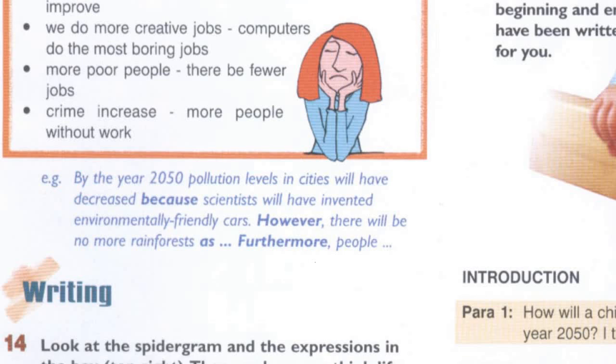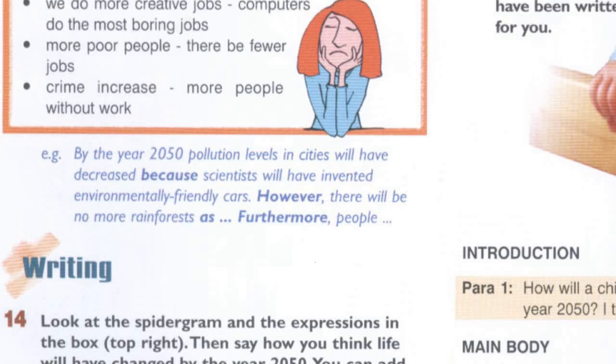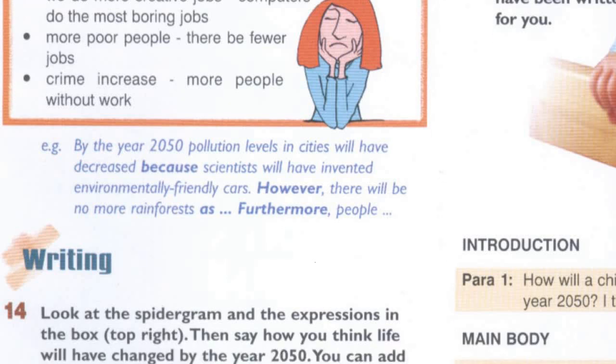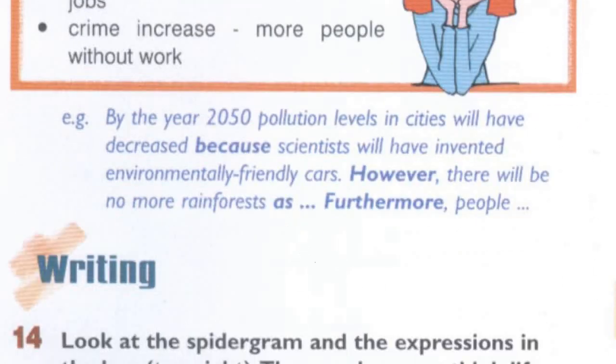Okay, the ideas about the future. We're talking about two occasions, and it could be an idea about the future with its prediction, pessimistic or optimistic. Understood this? Now, we want to combine these ideas. Look at examples. You need to focus on joining these ideas using the words because, as, and since. Look at the idea. By the year 2050, pollution levels in cities will have decreased.